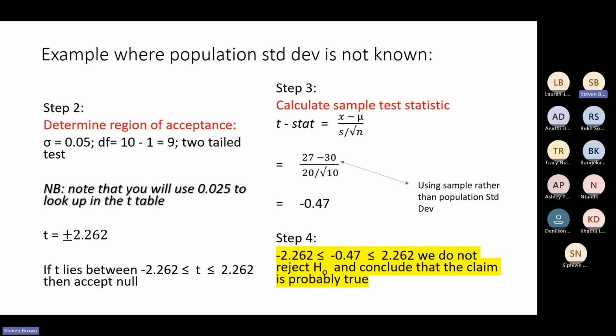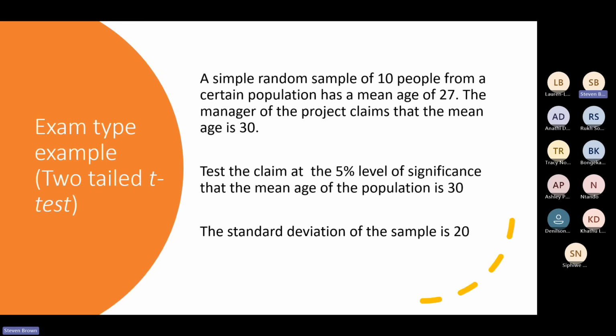So in step 2, this is important. Please remember this to build your mark base. First of all, put down what they've given you. They have given you the information that you need. So from the question, let's go to the question again and see what it says. Test the claim at the 5% level of significance that the mean age of the population is 30.